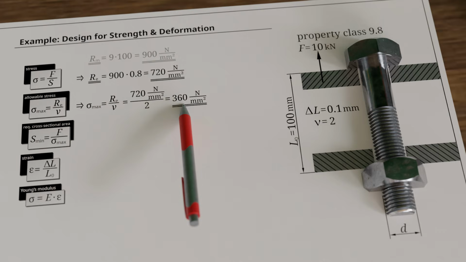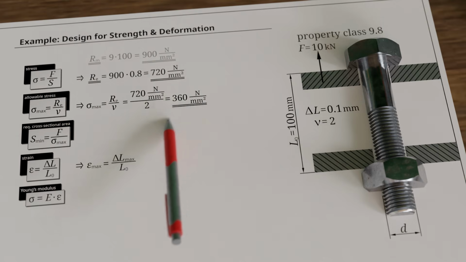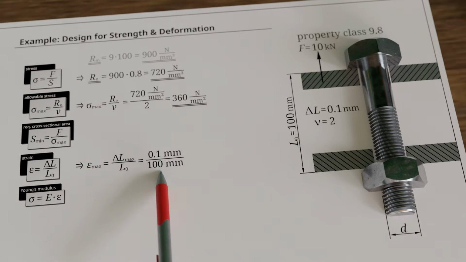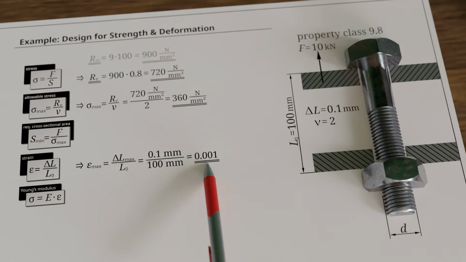We therefore calculate the stress at which the elongation of the bolt reaches the maximum value of 0.1 millimeter. To do this, we first determine the strain as the quotient of the maximum change in length, delta L max, and the original length, L0. We obtain in this case a maximum strain of 0.001, which must not be exceeded. Expressed as a percentage, this corresponds to a maximum strain of 0.1%.